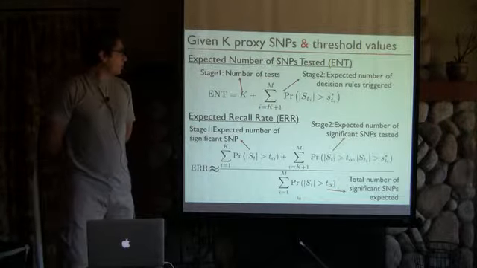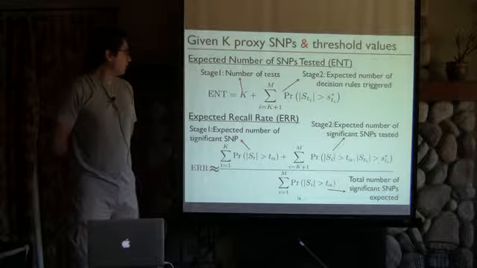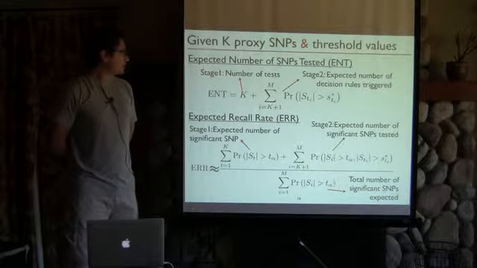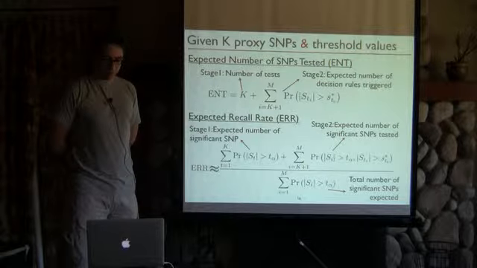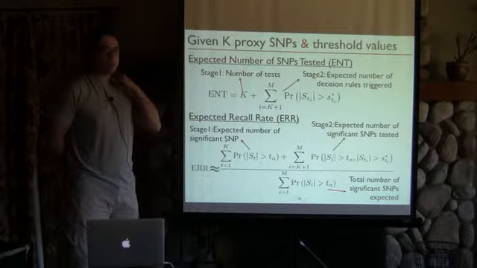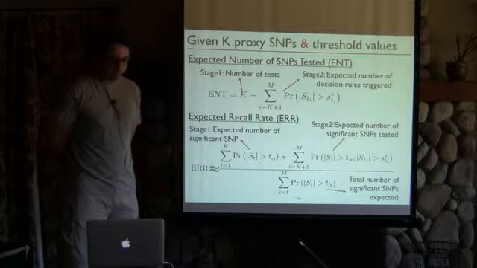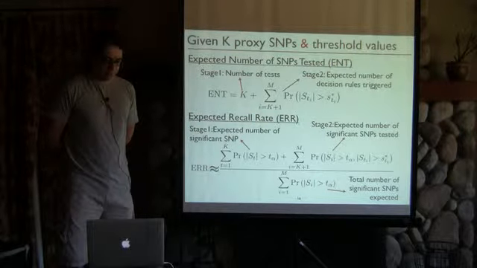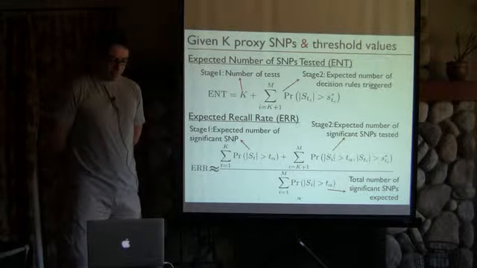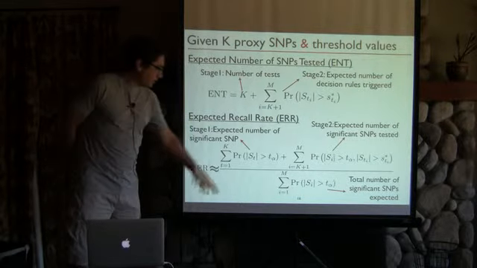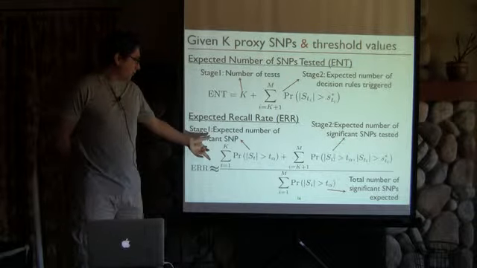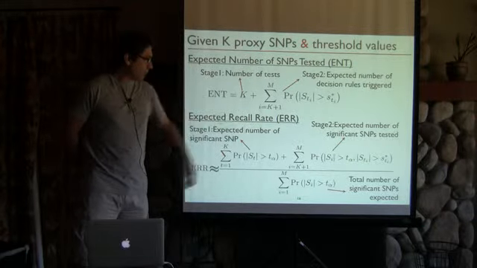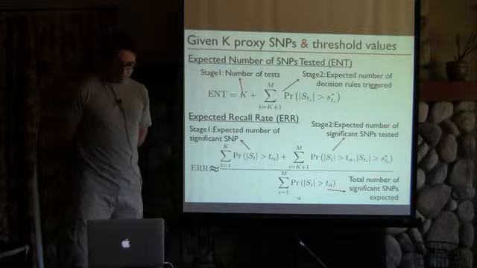If we are given k proxy SNPs in ENT, from the first stage we have the fixed cost of testing these k proxy SNPs, and from the second stage we are going to have the expected number of decision rules triggered, which corresponds to the number of SNPs we are expecting to test. The expected recall rate we approximate as the ratio of the number of significant SNPs we expect to identify in the first stage and the number of significant SNPs we expect to identify in the second stage, over the number of significant SNPs we expect to have in our data.